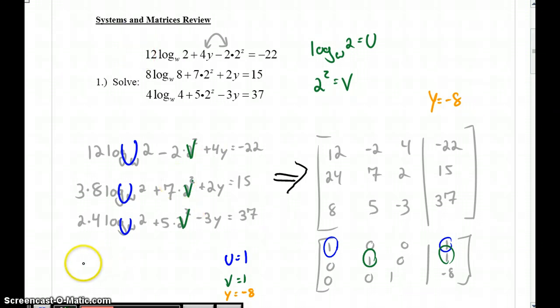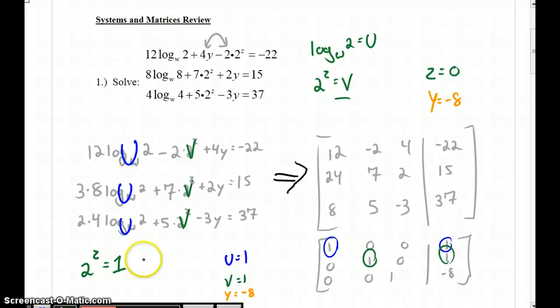So for example, 2 to the z, that was equal to v, which is now 1. 2 to the z equals 1. The only power that works is 0. So z's got to be 0. 2 to the 0 equals 1.